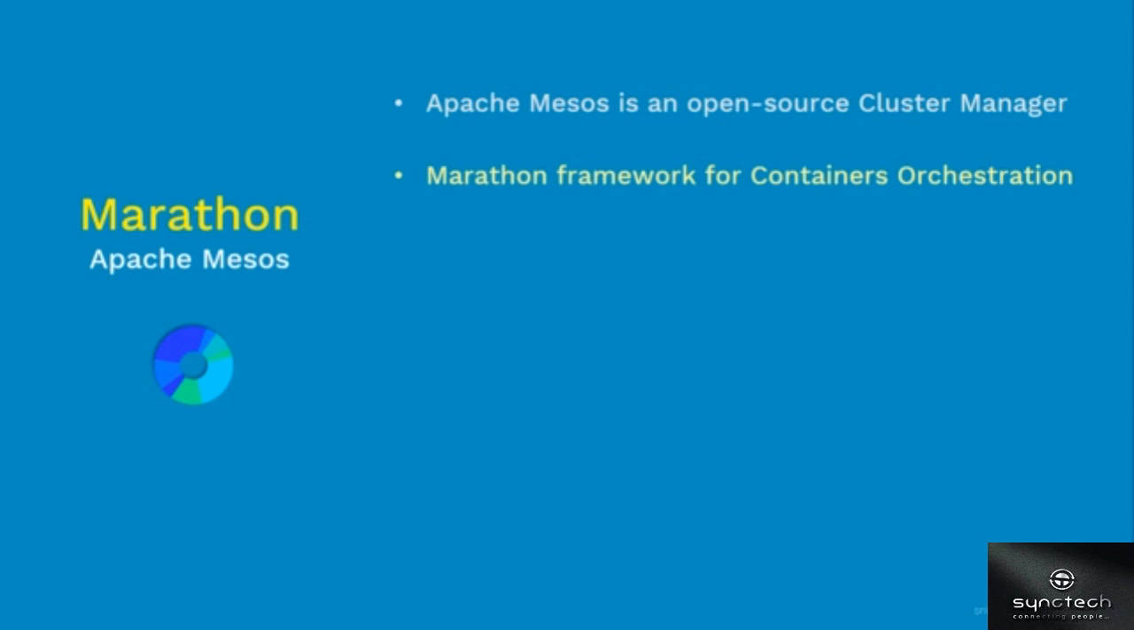So there are a total of about 20 plus frameworks, including the Marathon framework for container orchestration. And I need to clear something up here. There is a big confusion out there. People are comparing Apache Mesos with Kubernetes. It's like comparing oranges with lemons. Oranges kind of look like lemons, but not exactly the same.